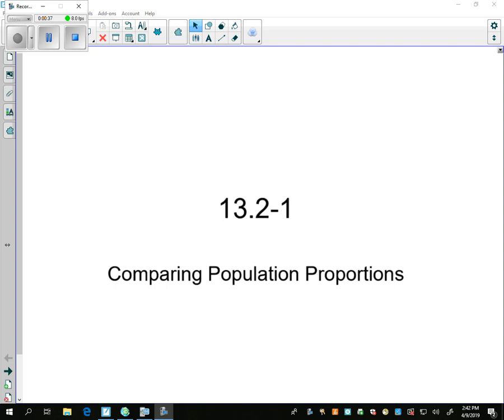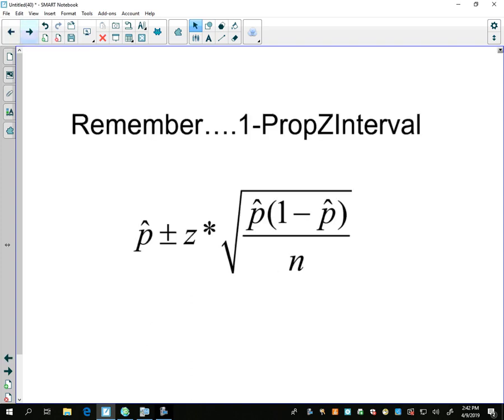So let's remember what we did with proportions. We had a one prop z interval, and that's exactly what you press in your calculator. Remember that formula was p hat plus or minus z star times the square root of p hat q hat all over n. And I'm just going to write here because the normality condition changes, so I'm going to write that up here as we go along.